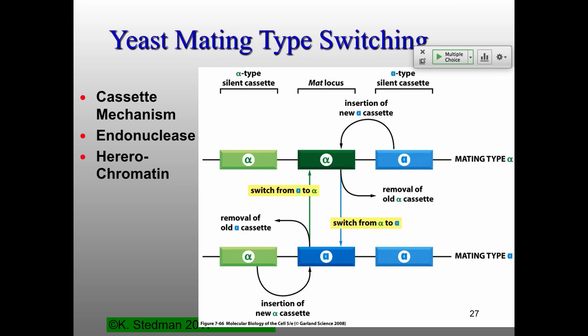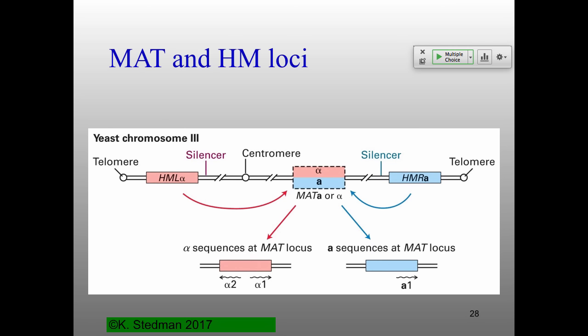So that gives you the change, but how do you have these other two sets of information that are not being expressed? Well, surprise, surprise, it has to do with heterochromatin. So another review of what we've talked about already. Heterochromatin for the alpha and the A, they're stuffed off down at the ends of chromosomes, quite close to the telomere, but most importantly have a silencer which is right next to them.